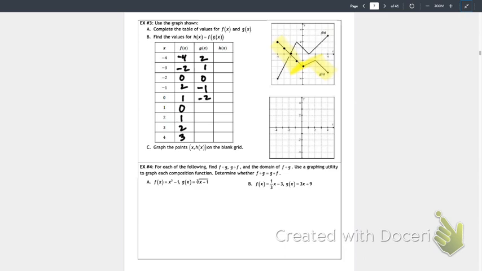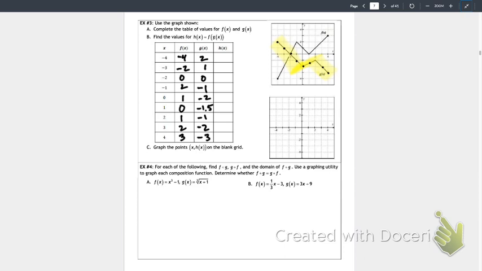G of 1 is a negative 1.5. G of 2 is negative 1. G of 3 is negative 2. G of 4 is negative 3.